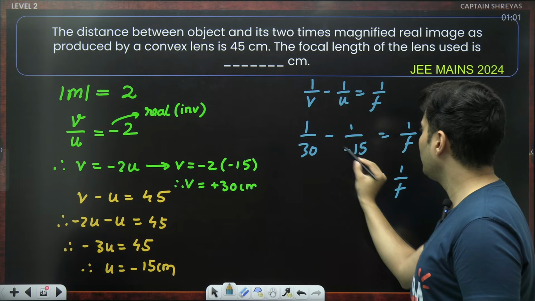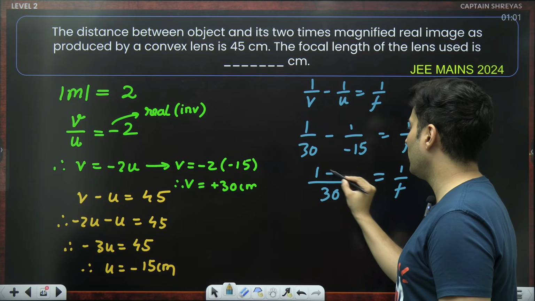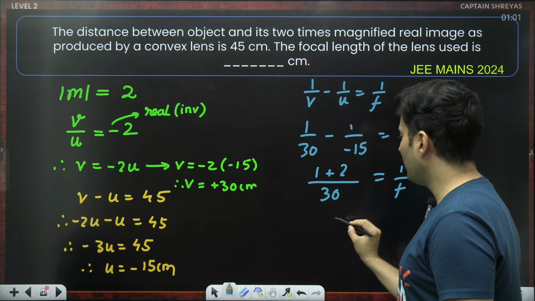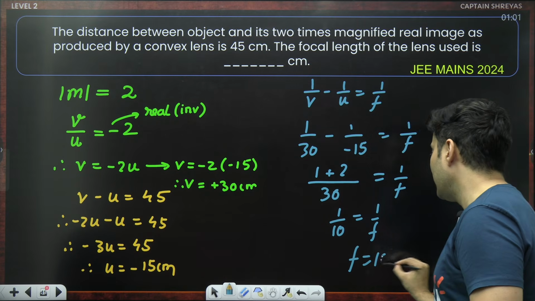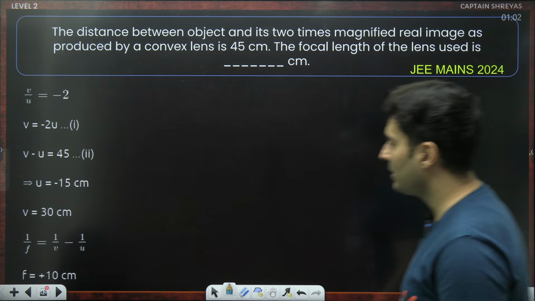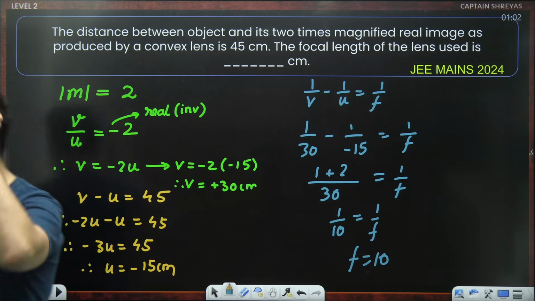So 1 by F will be minus minus is plus, LCM of 30 and 15. So that's 30. So 1 plus 2, which is 3. 3 by 30 is 1 by 10, is 1 by F. So F is basically 10. Perfect. So the answer is 10 centimeters. Perfect. Got it. Awesome. What a question, guys.